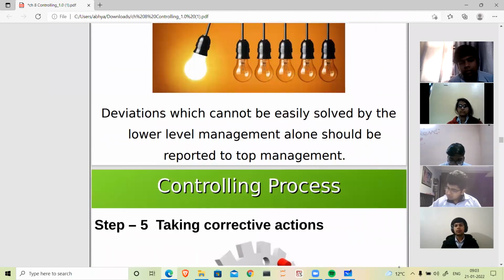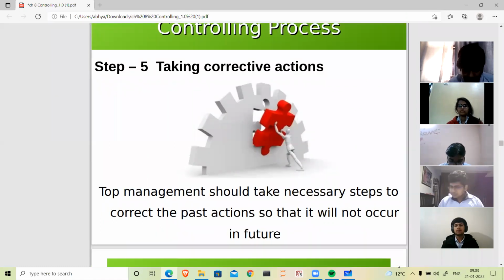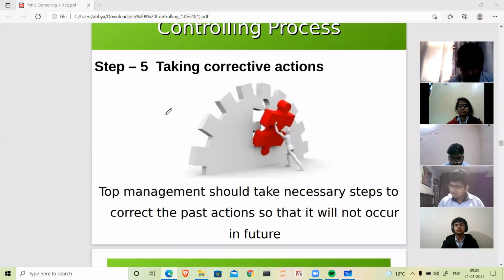Last step is taking corrective action. And now what we will be doing in this step, taking corrective action, means in the previous step, whatever is the reason for the deviation, that reason will be tried to sort out. It means in this step, we will be taking the corrective steps.